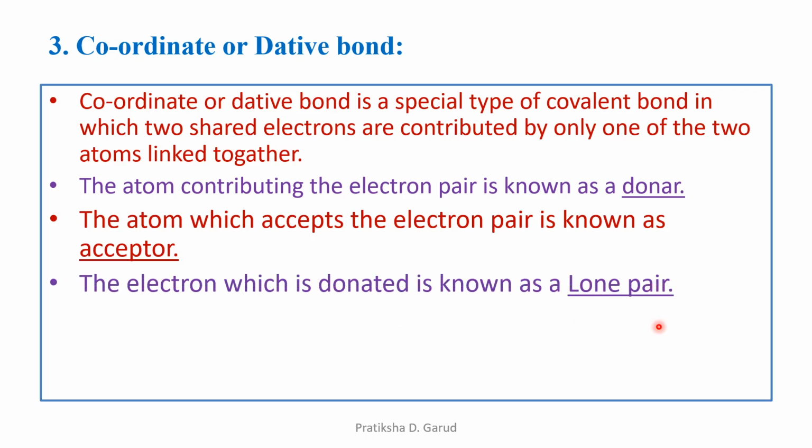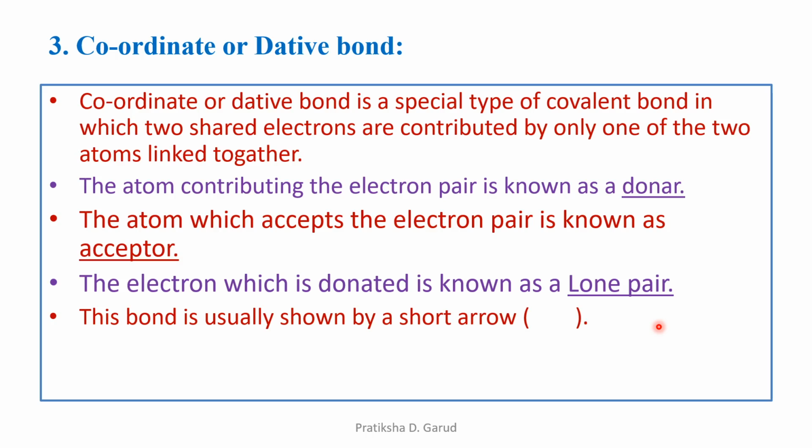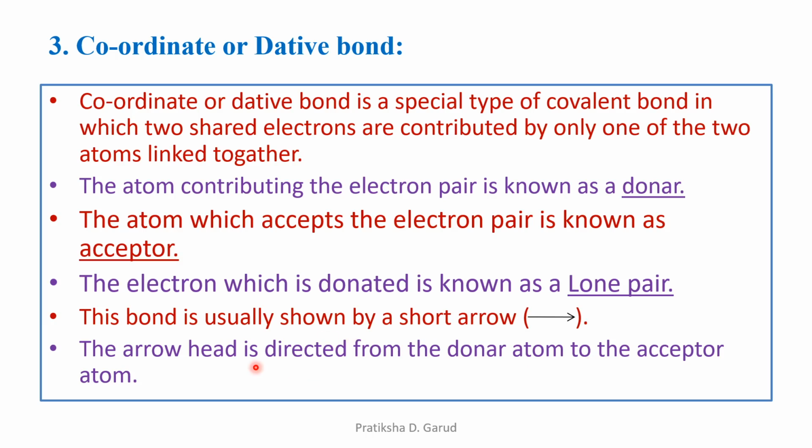Now how are we showing this dative bond? This dative bond is shown by a single headed arrow, right? A single headed arrow, and the direction of this arrow is from the atom which is donating the electron to the other atom which is accepting the electron, that is from donor to acceptor. So we can say that the bond is usually shown by a short arrow like this, from donor to acceptor, and the arrowhead is directed from the donor atom to the acceptor atom. So this is regarding the coordinate or the dative bond.